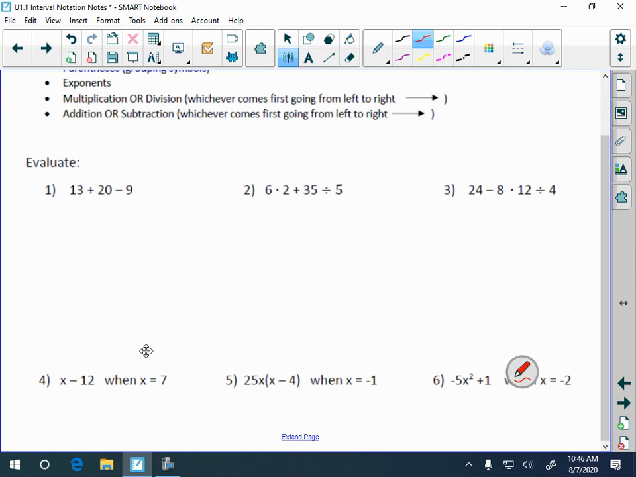So number 1, 13 plus 20 minus 9. So working left to right, we just have adding and subtracting. So addition comes first as we go left to right. So 13 plus 20, that's going to be 33. All right, and then we'll just bring down the minus 9. And then 33 minus 9, we can go ahead and subtract those. That's going to be 24.